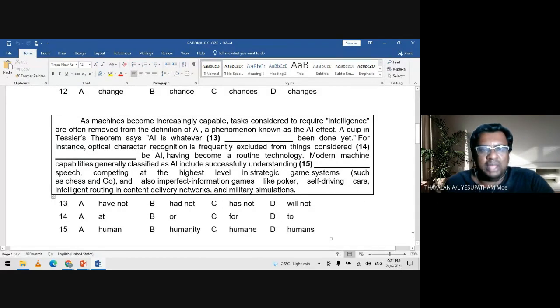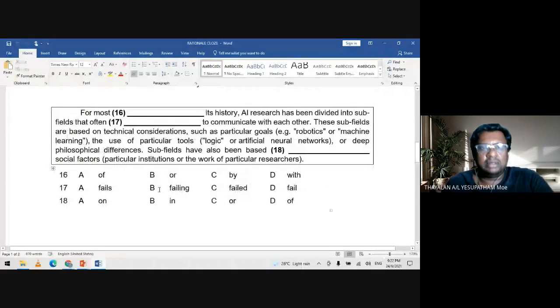Okay, human speech, competing at the highest level in strategic game systems such as chess and Go, and also imperfect information games like poker, self-driving cars, intelligent routing in content delivery networks and military simulations. Now, last one. Okay, is Kishalini in here?